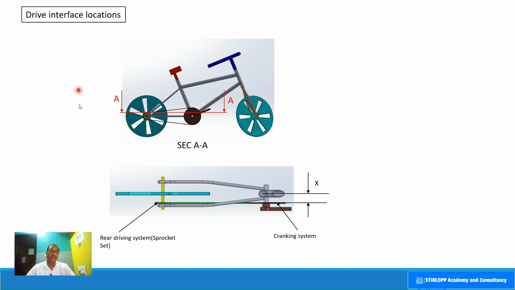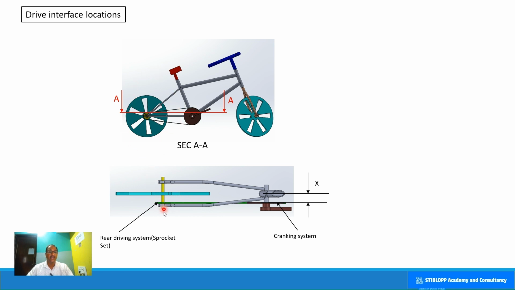I hope you remember this bicycle. Now carefully observe one of the interfaces here. This interface is the rear driving system, which is in between the rear sprocket wheel and the body frame. This interface is placed in the middle of this body frame and at a certain distance from the rear wheel. Okay, so this is packaged here in order to drive the rear wheel.